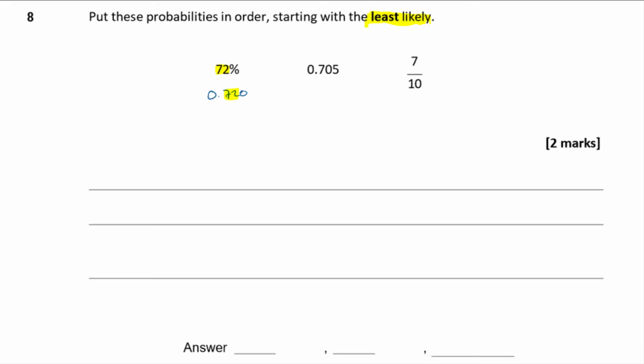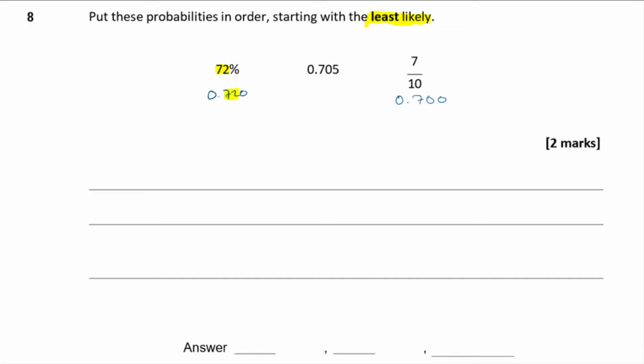So 0.720. It just makes it easier to compare if they've all got the same number of digits. And then 7/10, well, the tenths are the first decimal place, aren't they? So it's going to be 0.7. Again, if I just pad it out with 2 extra zeros, so it's a similar styling as the other two, that makes it much easier to compare.